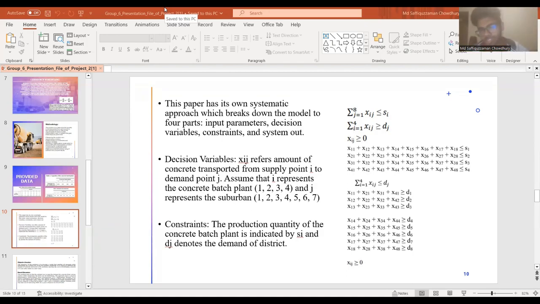For the constraints, the production quantity of the concrete batch plant is indicated by Si, and Dj denotes the demand of the district. The concrete transported from the batch plants to the suburbs, denoted as Xij, should be less than or equal to the supply from the batch plants, and the amount of concrete supplied should be greater than or equal to the demand of the suburbs. The challenges, results, and discussion will be covered by John, my other project mate. Thank you.